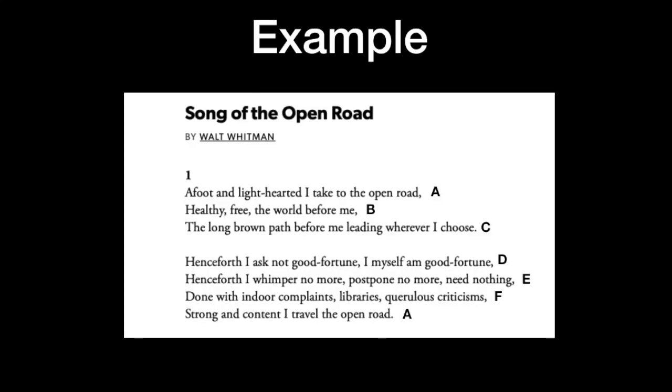For example, in these first two stanzas of Song of the Open Road by Walt Whitman, it's free verse. There's no rhyme scheme. Afoot and light-hearted I take to the open road, healthy, free, the world before me, the long brown path before me, leading wherever I choose. Henceforth I ask not good fortune, I myself am good fortune. Henceforth I whimper no more, postpone no more, need nothing. Done with indoor complaints, libraries, querulous criticisms, strong and content I travel the open road.